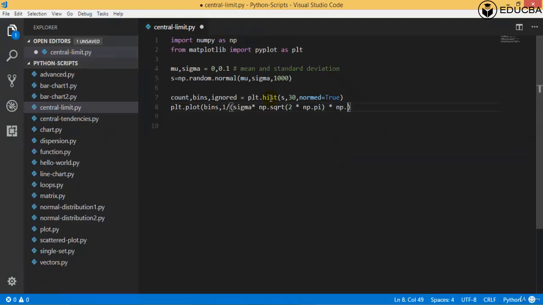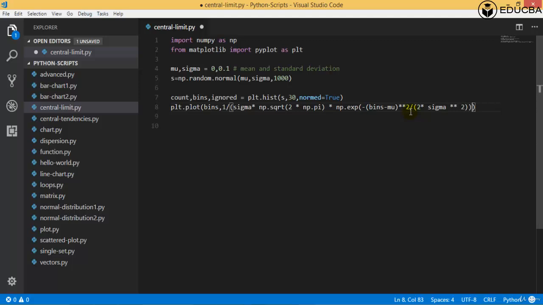Now times np.exp, which refers to the exponential, minus of bins minus mu. So bins is actually calculated with a lesser value of mu, so that is why we get a negative value, raised to 2. So minus of a negative value will give you a positive, that is, minus of minus is always positive. Then after that, let's divide it by 2 times sigma raised to 2.